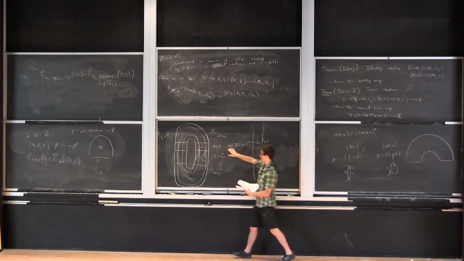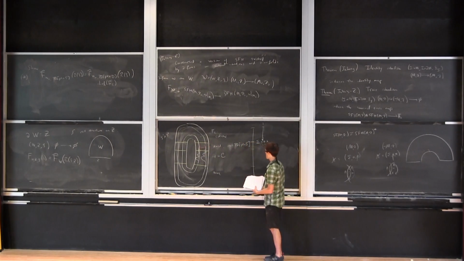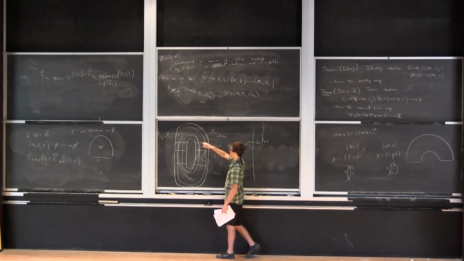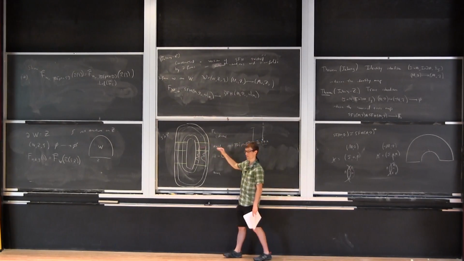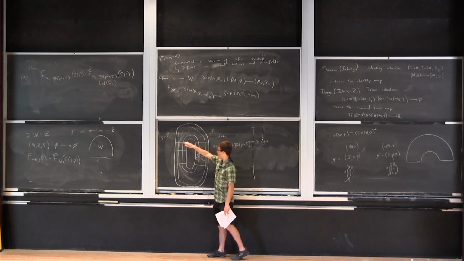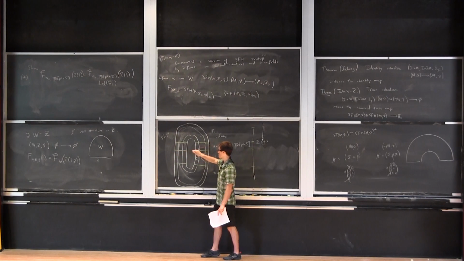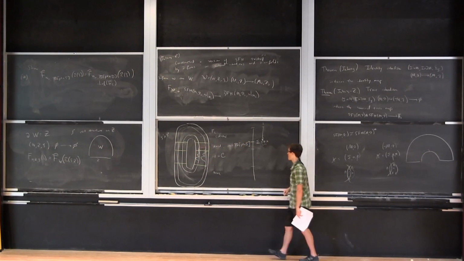This element lives in the sutured Floer homology of this slice. And basically, when we have this twisted map, this 2-form is just supported on the interior, well, away from the boundary of this. It's supported away from the sutured boundary of this sutured cobordism.